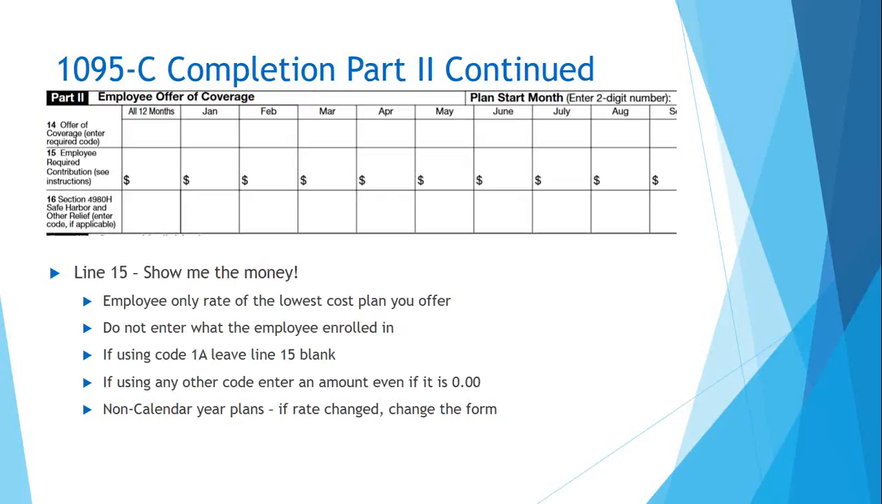So let's say you happen to offer minimum essential coverage, minimum value to employee, and at least minimum essential coverage to dependents, but not to spouses. Not at all, not even under a condition. You would be using code 1C on line 14. And then even if the employee rate that you're offering underneath that plan is 0, you still need to enter 0 on line 15. It's a little bit different than the 1A code because you don't have a qualifying offer.